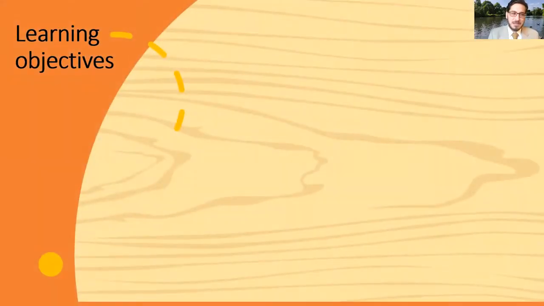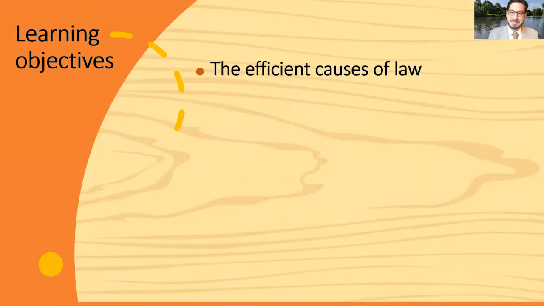So, the learning objectives of this lecture are four, as always. First, we will see the efficient causes of law. Once more, today we will focus specifically on the efficient cause. We have seen the formal cause, the final cause, the material cause, and now the last one and the biggest one, because we will spend three weeks on this.